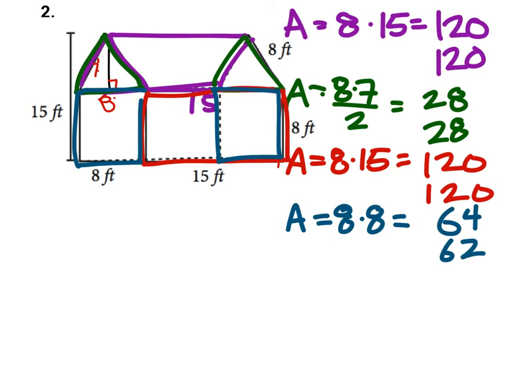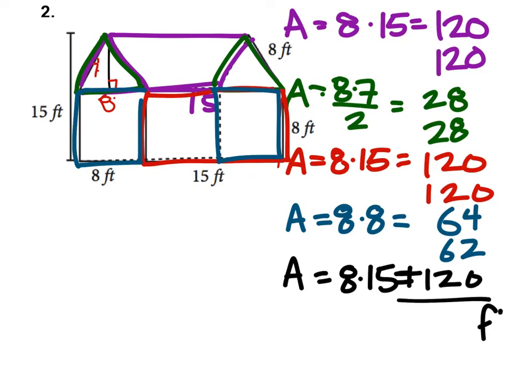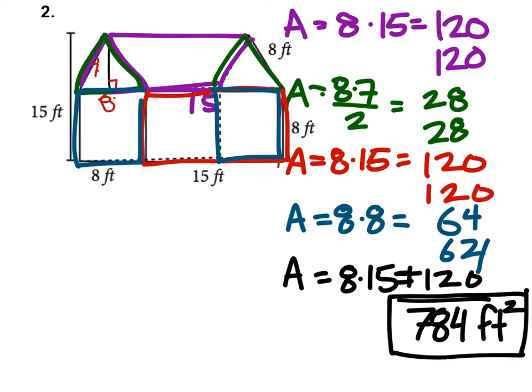Next up is the bottom portion. It's an 8 by 15 rectangle, but there's only one of them, so we get another 120 to add. We're going to add all these, and we are going to end up with feet squared because it's surface area. So let's go ahead and add. We got 784 square feet. I had to change this to a 4; I had written that down wrong. So 784 square feet is the surface area of this shape.